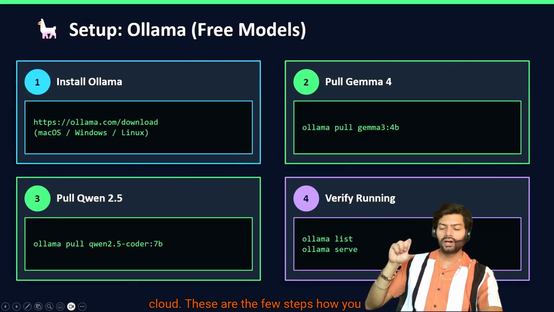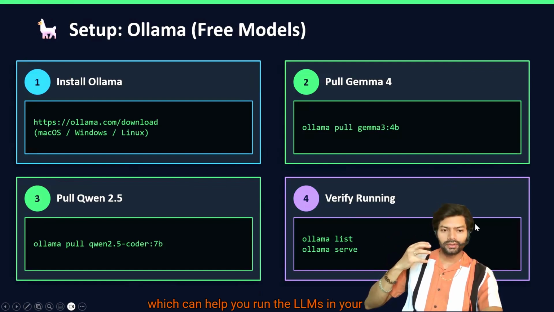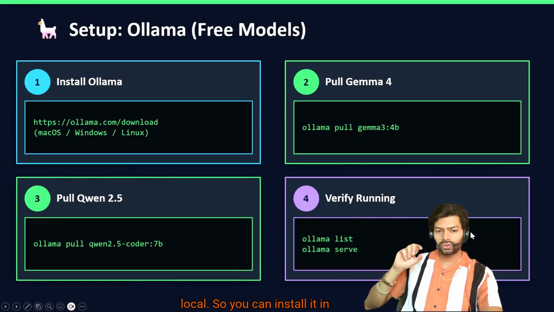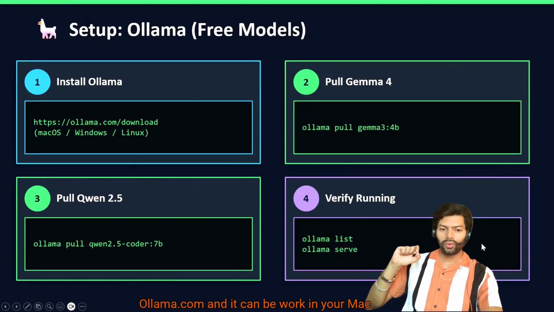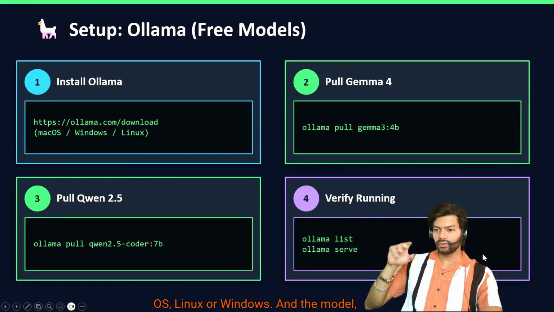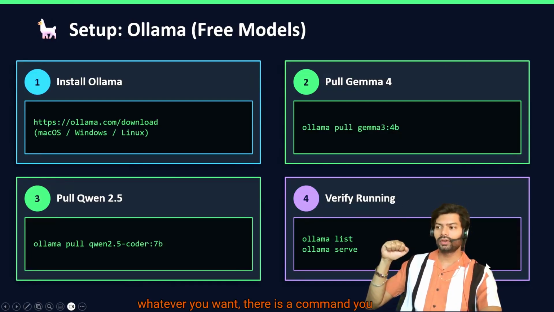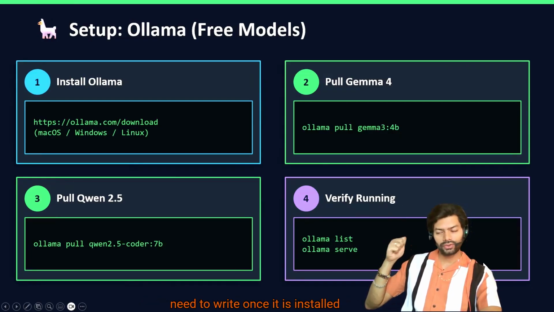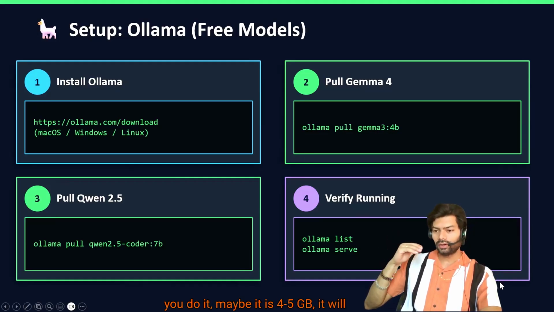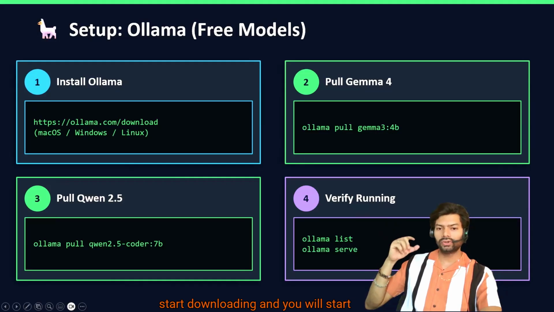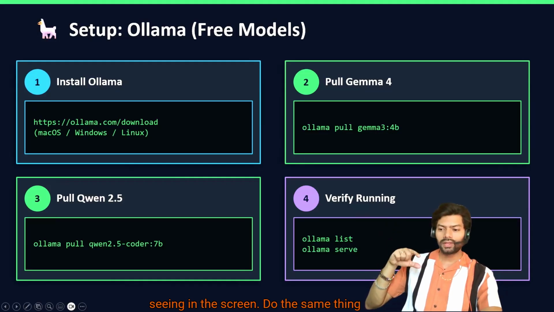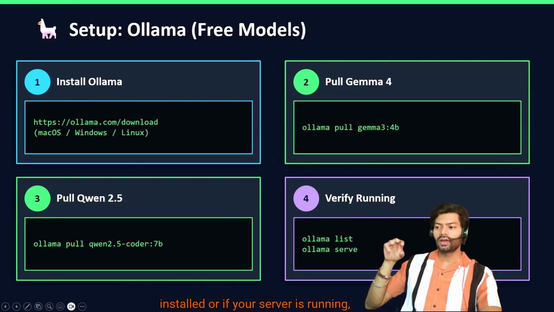These are the few steps on how you can install Ollama. Ollama is a tool which can help you run LLMs locally. You can install it from ollama.com and it works on macOS, Linux or Windows. For the model you want, there is a command you need to write once it is installed: ollama pull gemma3:4b. As soon as you do it, it is maybe 4 to 5 GB, it will start downloading and you will see it on the screen. Do the same thing to install Qwen 2.5, and then if they are installed and your server is running, you can verify using the ollama list and ollama serve commands.